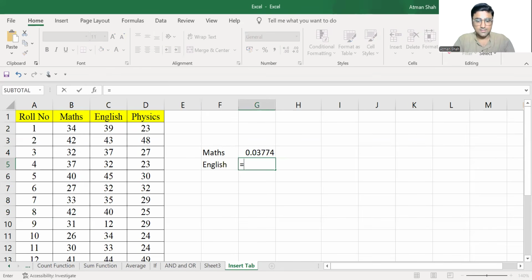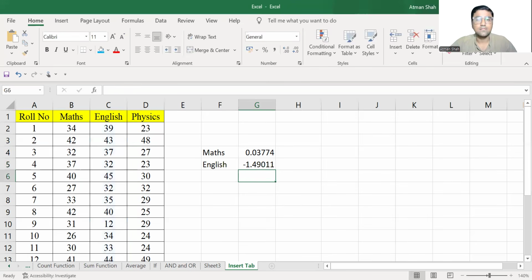Again, the function is SKEW. Select the range. So range is from C2 to C16. And then you press enter. So here you can see the value of the skewness is negative. That means this data is negatively distributed, or we have the negative skewness.